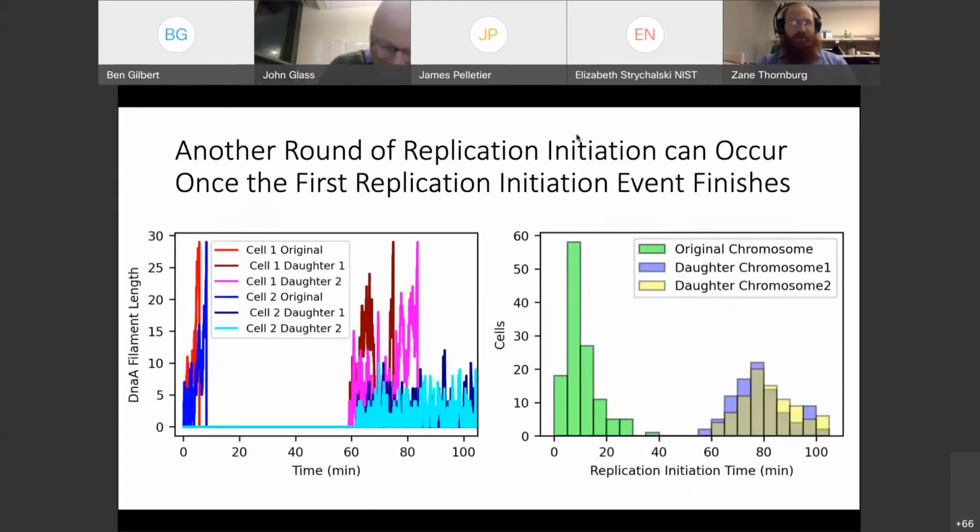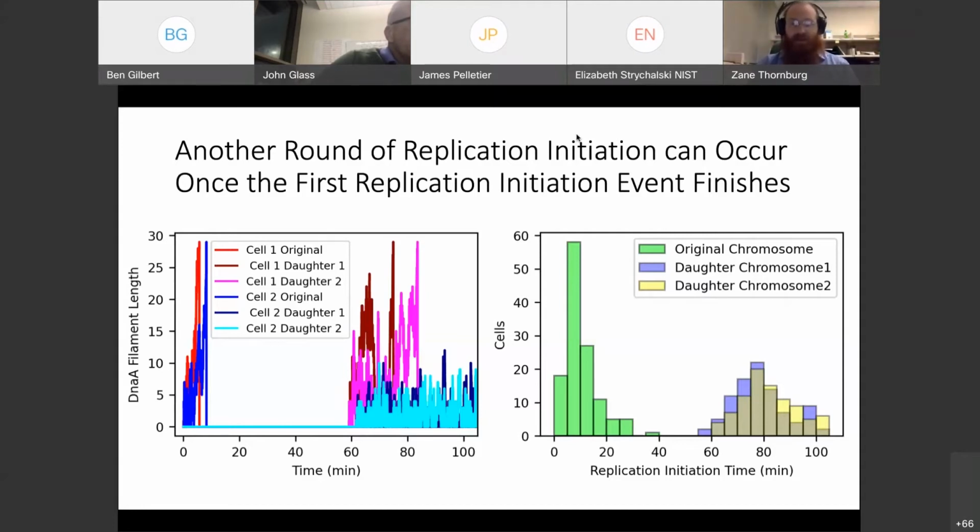And so just some results of this, I have 2 representative cells on the left where we allow for an initial replication initiation event, and those are in the red and blue on the left. And then after you see that, there is no behavior for about 40 minutes. That's the period during which the DNA is being replicated. And then late in the cell cycle, you see the cell in the red shades has 2 more replication initiation events occur, 1 for each daughter chromosome. Whereas in the blue shades, there are just fluctuations and no DnaA filament of length 30 is made.